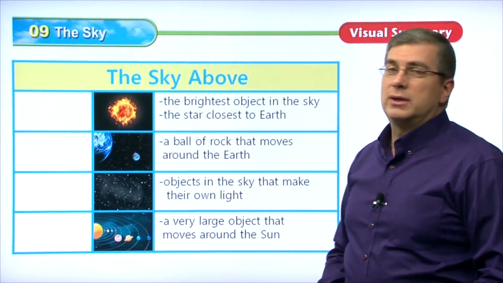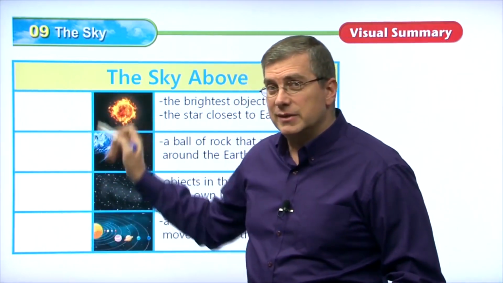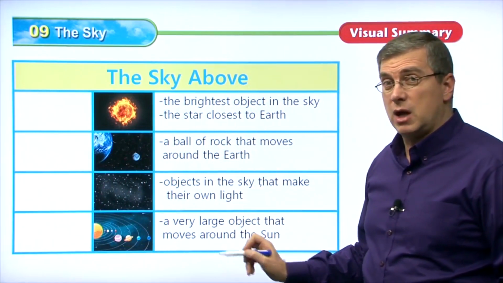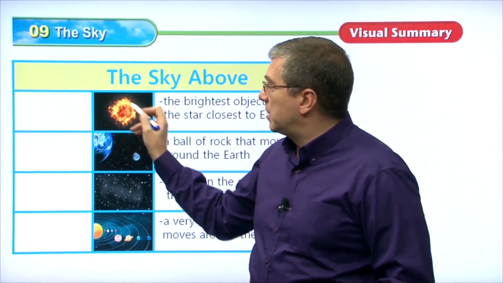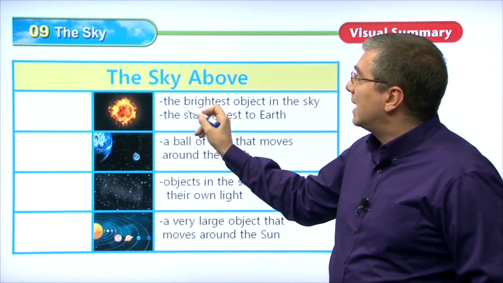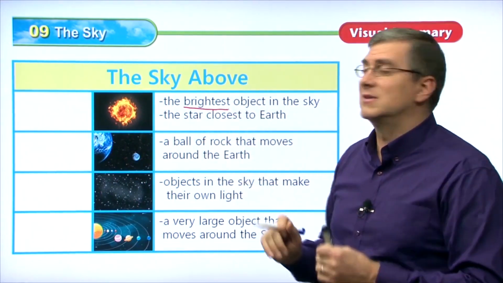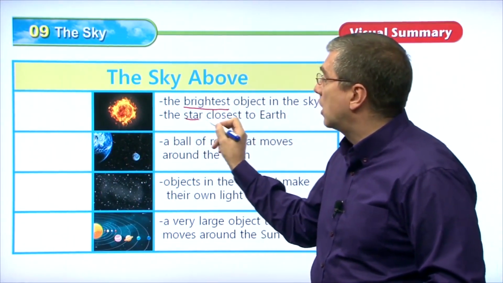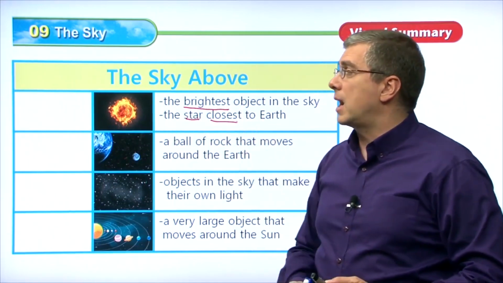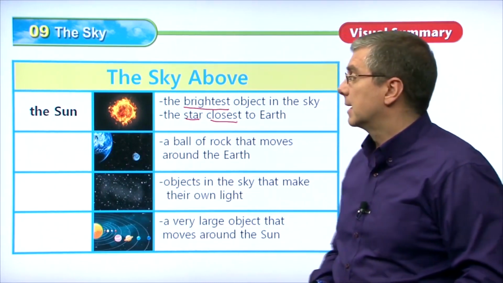We come back to this chart that we saw before, the sky above. These are objects that we can see in the sky. These are the pictures of those objects, and this is a description of those objects. The first object, here's a picture. You probably got it already. Let's take a look at the description. The brightest object in the sky. It's also the star that is closest to the earth. Of course, we know that object as the sun. That object is the sun.